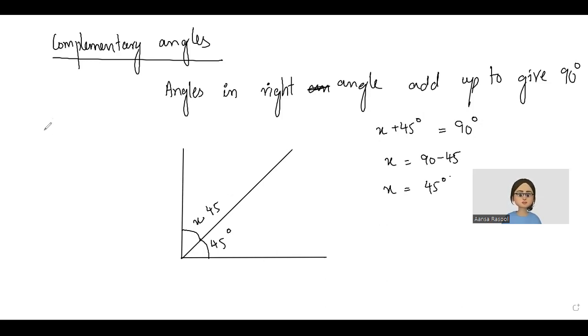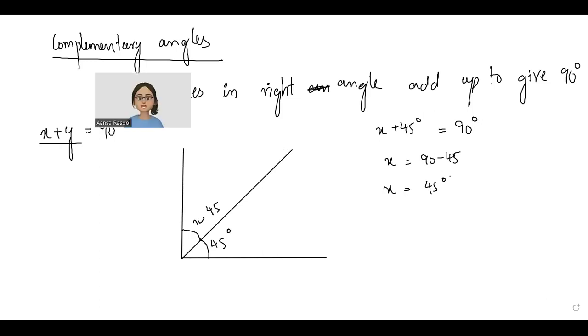So the formula to find the complementary angle is X plus Y is equal to 90. Here you can use any variable. It's not necessary to use X and Y. You can use A and B also. Next thing, it's not necessary that they will ask you about two angles. They can ask you about three angles also.